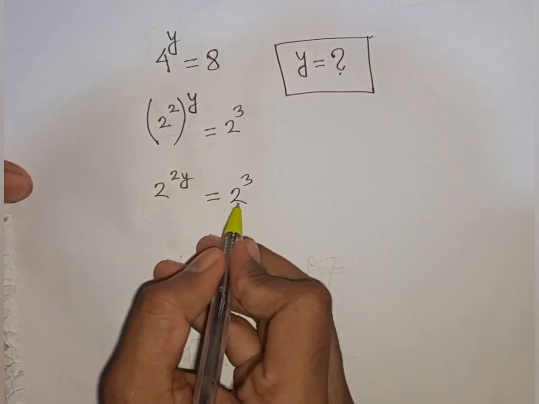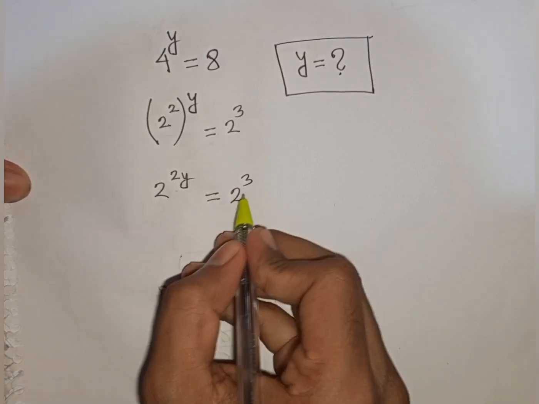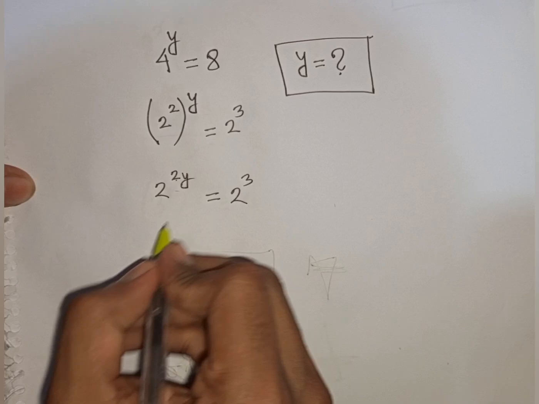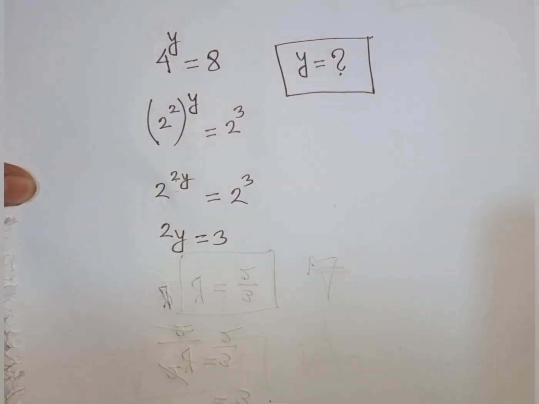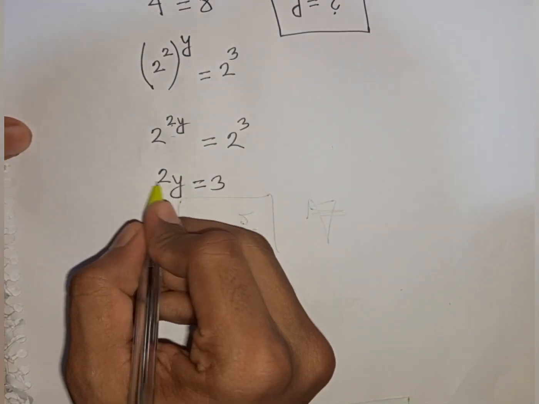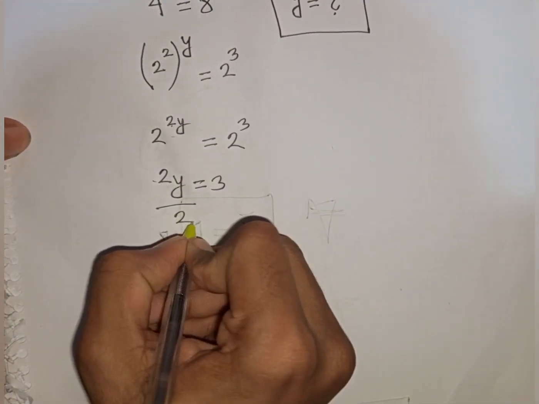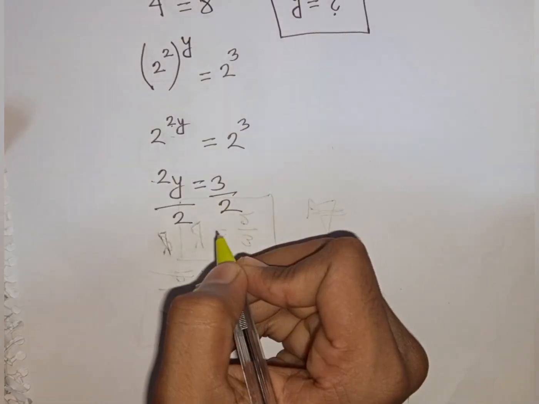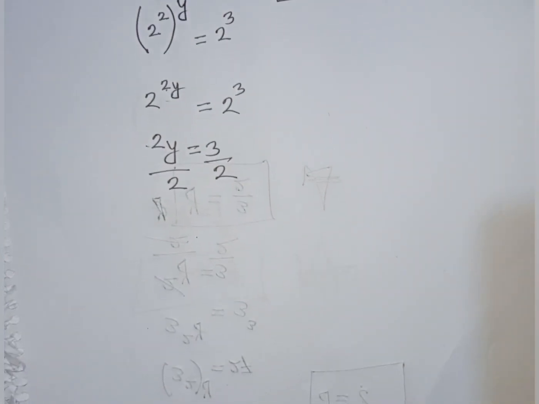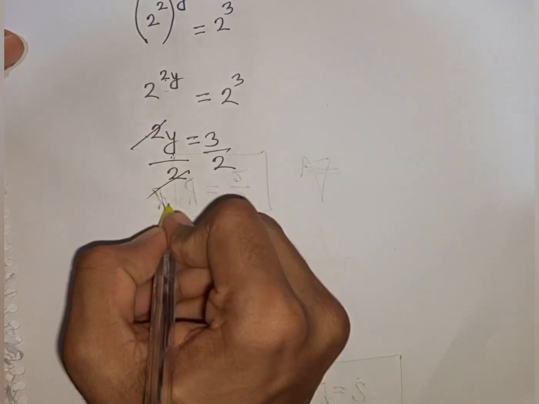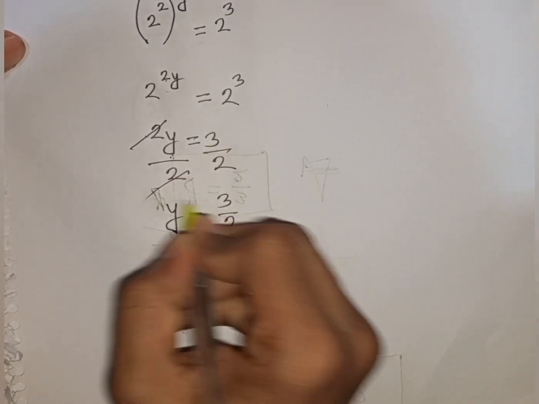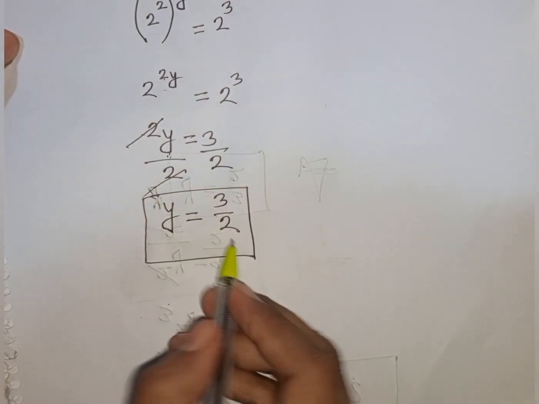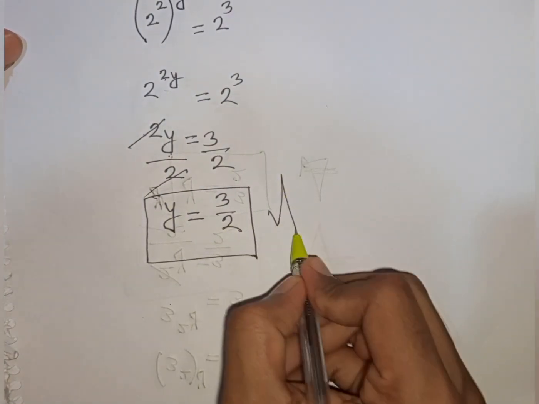Now we see the same base 2, so 2 will be cancelled, power will be equal to power, so it will be 2y is equal to 3. Now we need the value of y, so we divide by 2 on both sides. Now we see this 2 will be cancelled. Now y will be equal to 3 by 2. So this is the value of y, so this is our final answer.